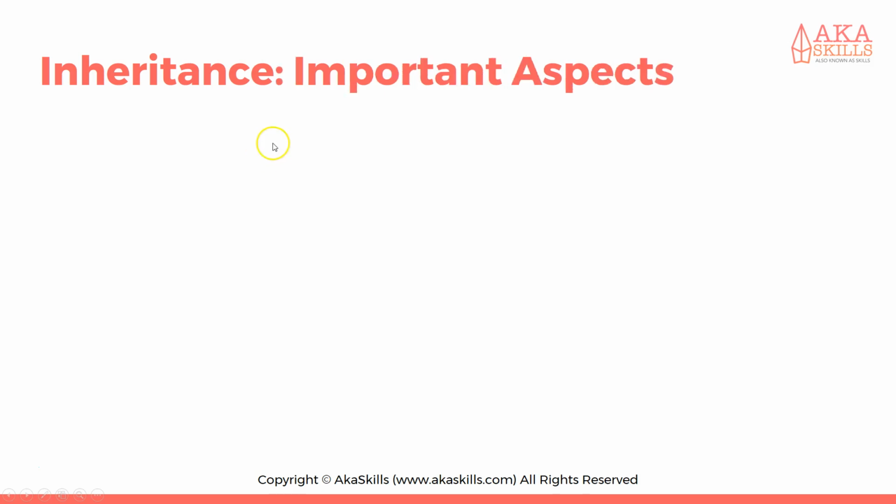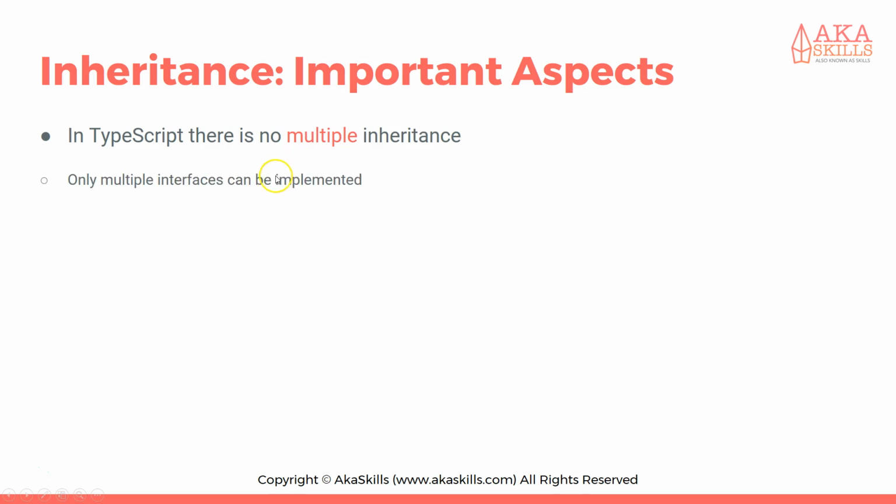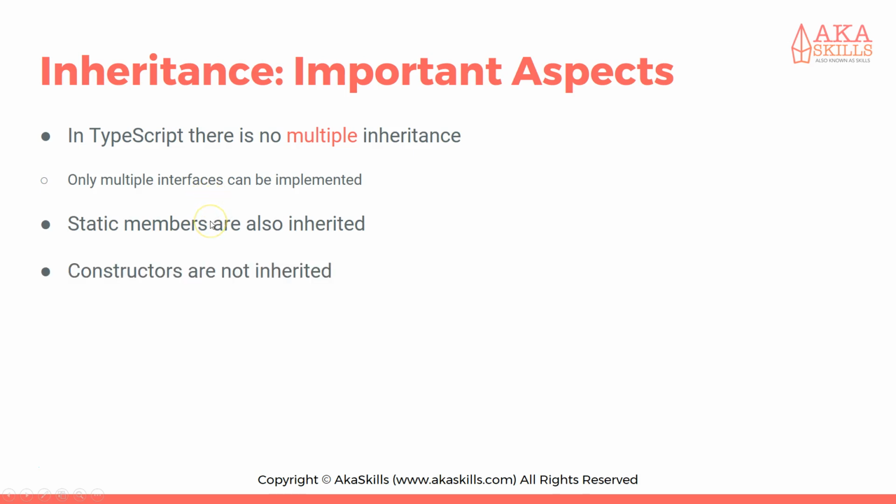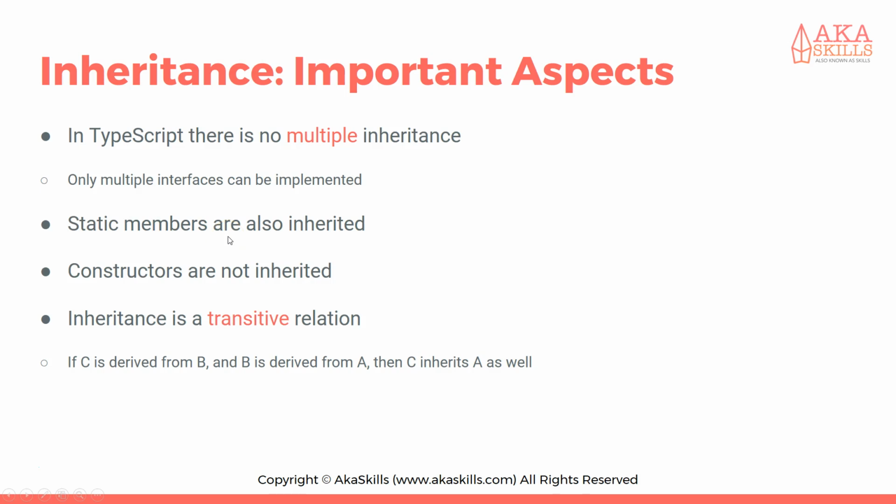So some important aspects of inheritance. In TypeScript, there is no multiple inheritance. Only multiple interfaces can be implemented. Static members are also inherited. Constructors are not inherited. Inheritance is a transitive relation, and if C is derived from B and B is derived from A, then C inherits A as well.